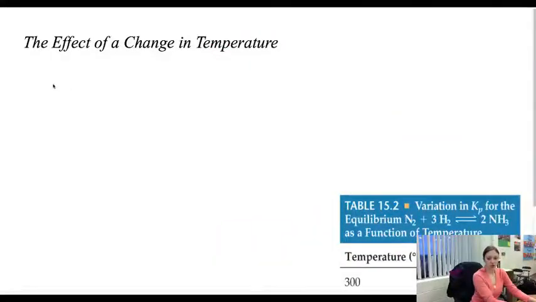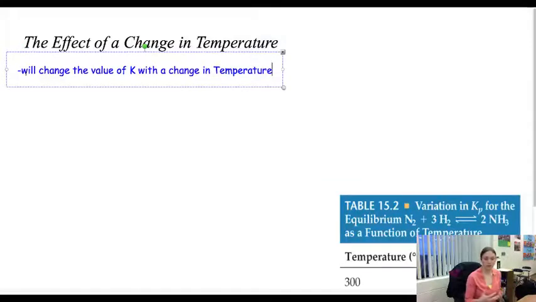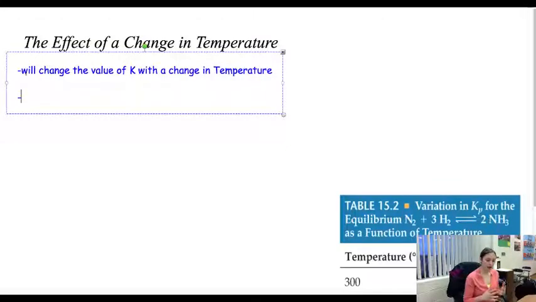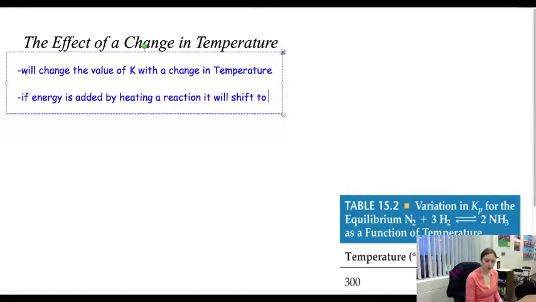The effect of a change in temperature and how that varies your K. That is the only time that a constant is going to be varied. Remember, look at that equation where we had that for converting between a K and a Kp, there was temperature in it. Well, the same thing goes with this, okay? If you have a change in energy, which is a change in temperature. So if energy is added by heating a reaction, it will shift to consume that energy, which is the same thing we were just saying about pressure and volume and concentration, okay?